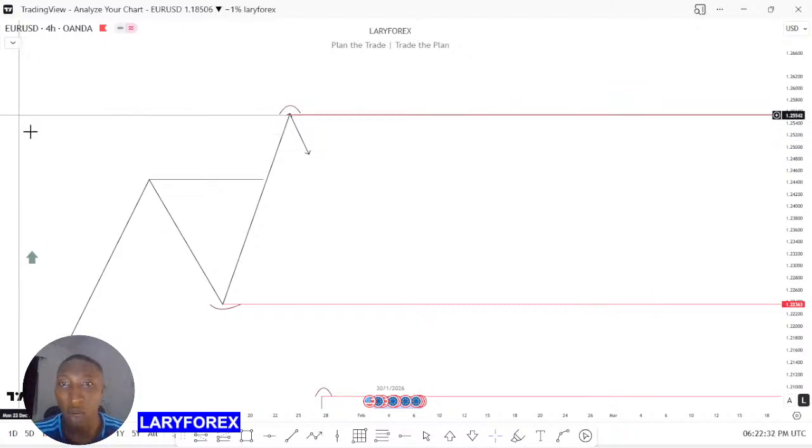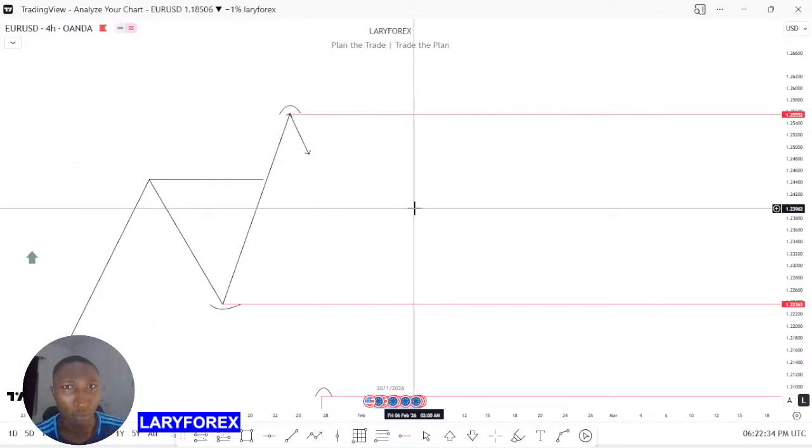Okay. So now, where do I now buy from? That's where my Fibonacci tool comes in. Okay. I want to be buying from the discount level because buying from the discount gives me a higher probability on the trade. Okay. So I want to be buying from the discount level and I want to be selling from the premium level. Now, how do we know the discount and the premium level?